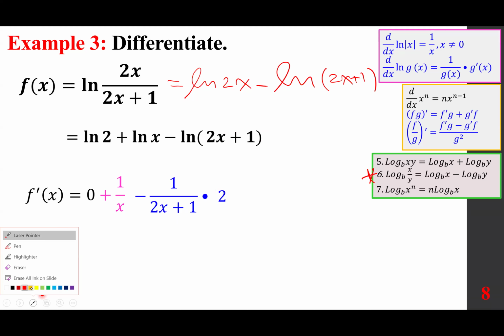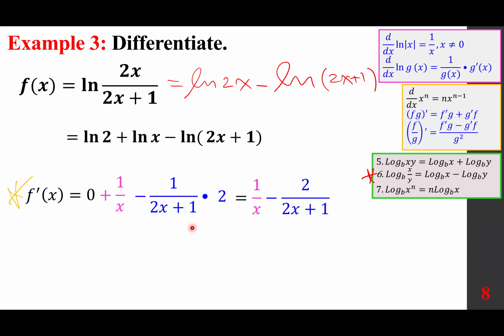So I'm going to put the asterisk next to it. Done with calculus. Now we are going to continue with more algebraic steps. This is 1 over x. This is minus 2 over 2x plus 1. We need to take a common denominator to combine them. The common denominator is x times 2x plus 1. So to combine these two, 1 times 2x plus 1 minus 2 times x.